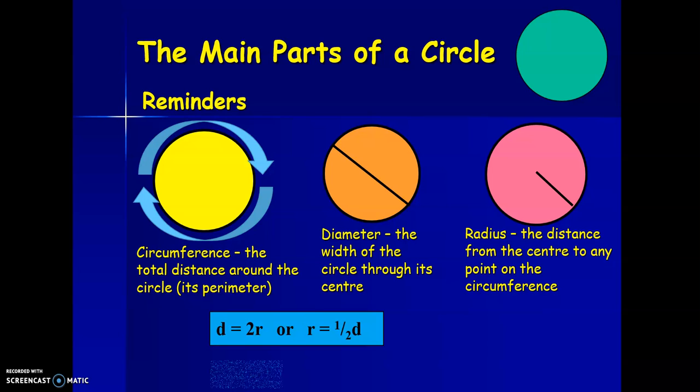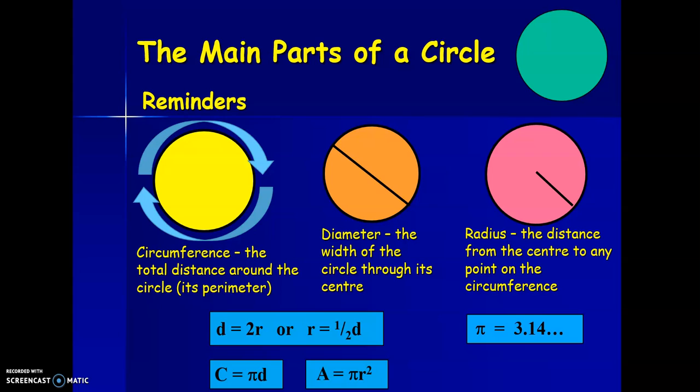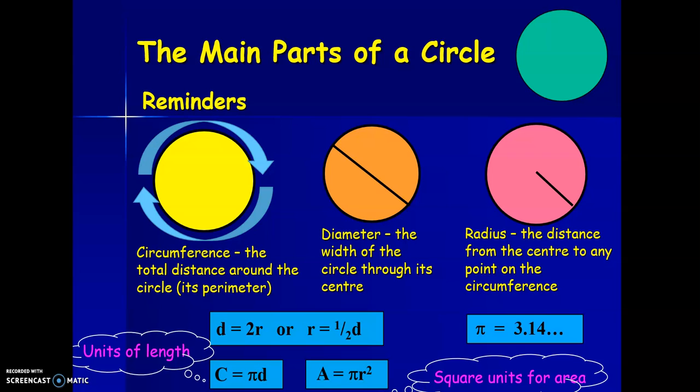We also need to remind ourselves about a couple of important formulae. The first one is for the circumference of the circle, and that is equal to pi times the diameter. The next one is for the area of the circle, and that is equal to pi times the radius squared, with pi being equal to 3.14 approximately. Also, we just need to remind ourselves that circumference is a length, so therefore your units should be units of length, and area should be square units for any area calculations.